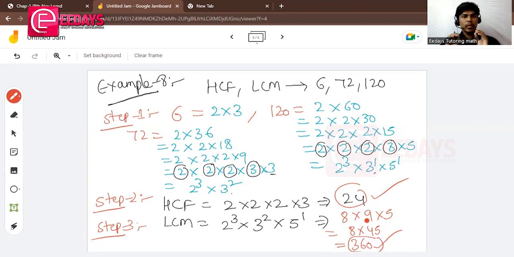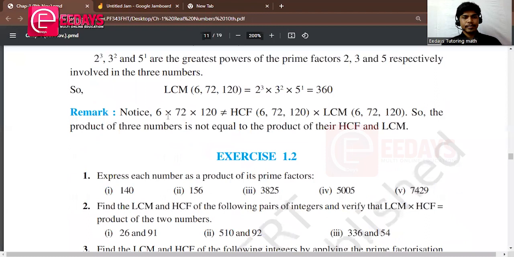At least you people got some idea how to solve HCF and LCM. If you are a master in it, I'll give you hard questions in the exercise part, and at that time you can solve them on your own. If you are in the learning stage, try to mark like this. Try to circle the common things. Then you can understand the concept in a better way. Okay, let's move on.